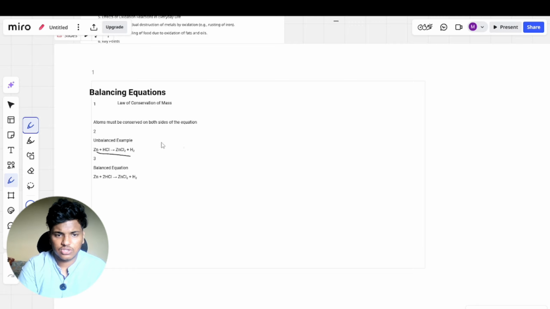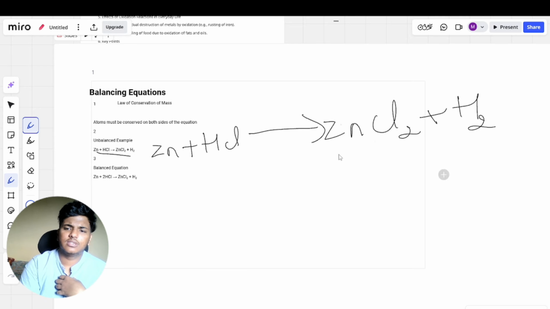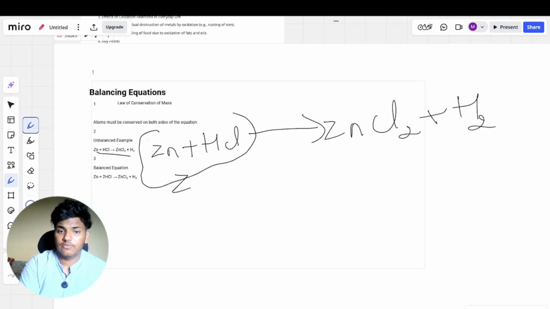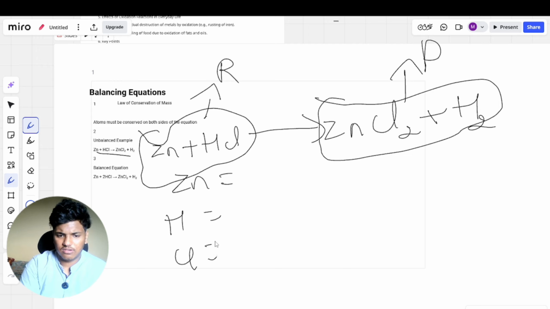Here you can see a reaction that is Zn plus HCl, which gives rise to ZnCl2 plus H2. So this is a reaction. As you already know from the part 1 class, if you haven't watched the part 1 class, just go ahead and watch, I'll give you the link here. These are known as reactants, and these on the right hand side are known as products. Let's get started with breaking down these things.